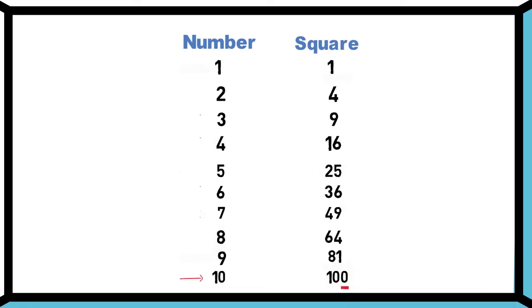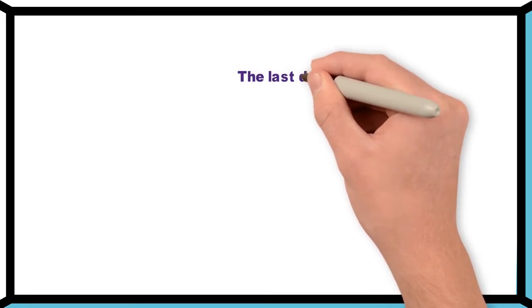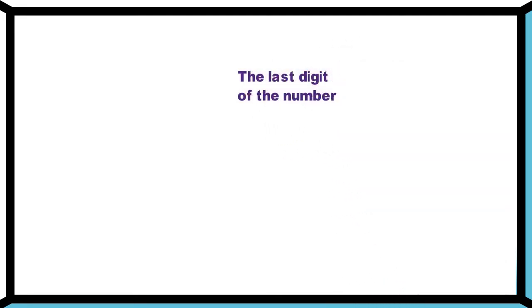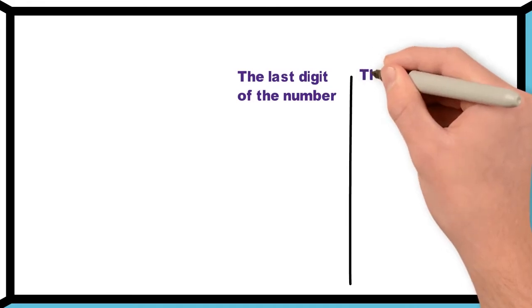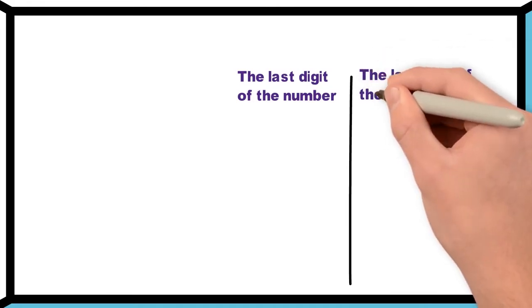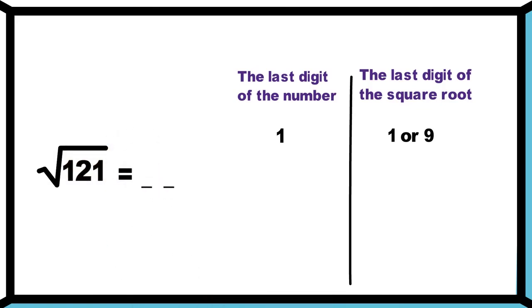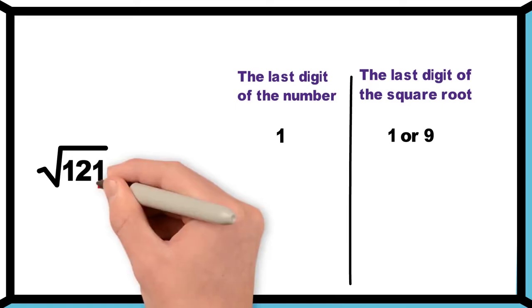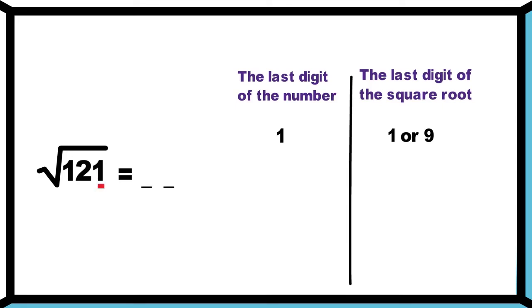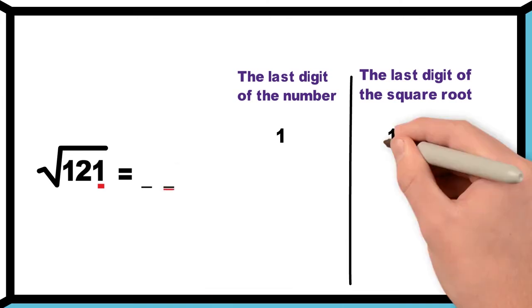By observing this, we make a table. The last digits of the number and the last digit of its square root. If the last digit of the number is 1, the last digit of its square root will be 1 or 9. To understand it, let's take an example. Square root of 121. The answer will take 2 places. As the last digit of the number is 1, the last digit of its square root will be 1 or 9.